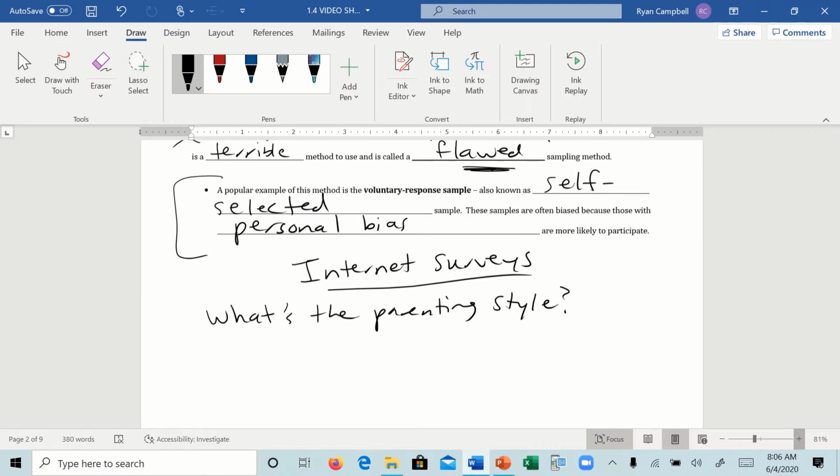So, if the only people are going to be ones that super care, well, we are missing single people. We're missing parents who don't care about telling other people what to do. We also just have individuals who don't do internet surveys.